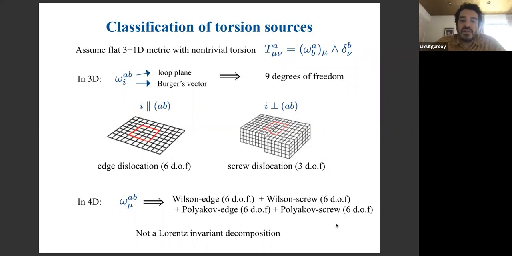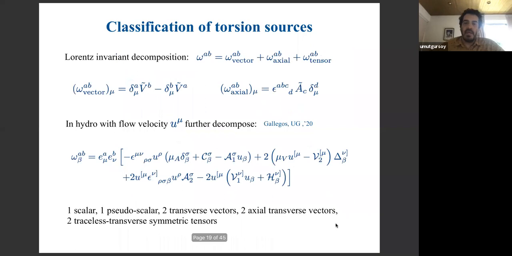So what we need essentially, if you want to work out hydrodynamics, is a Lorentz-invariant decomposition, and this can be done. This can be done essentially by just starting with the source and separating it in terms of the components.